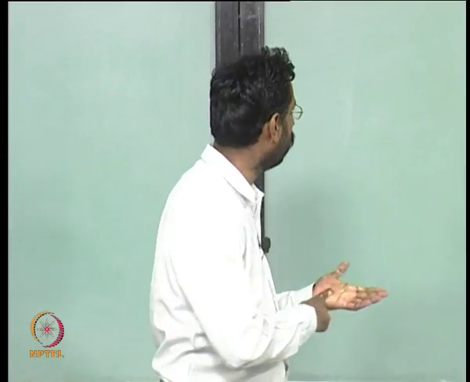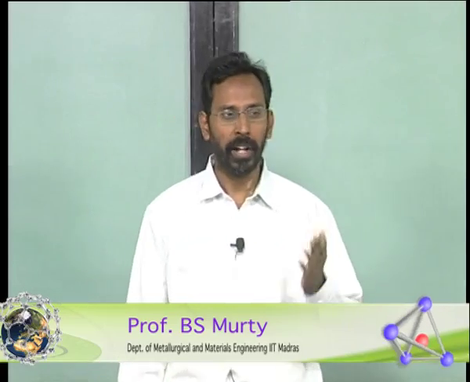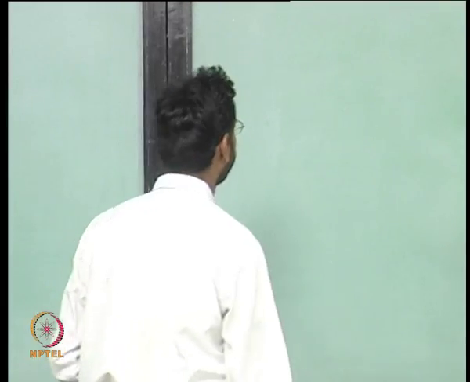We started talking about eutectoid in the last 2-3 classes. We will try to continue today and then go into the martensitic transformation, because that is an offshoot of the eutectoid transformation that you get.